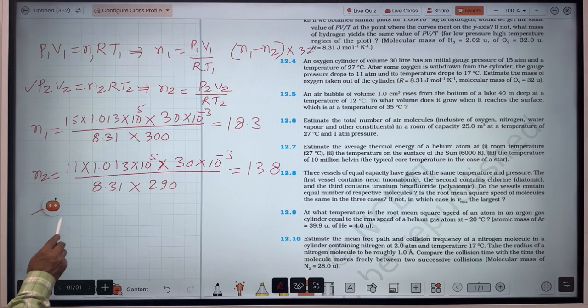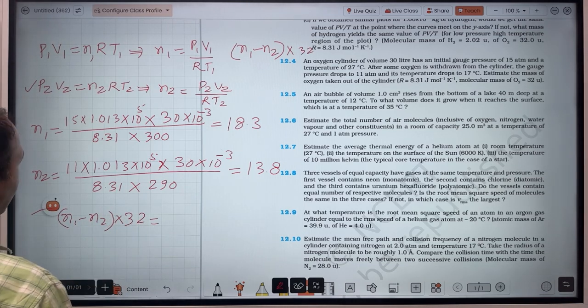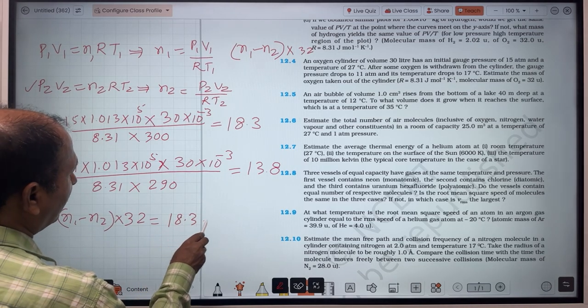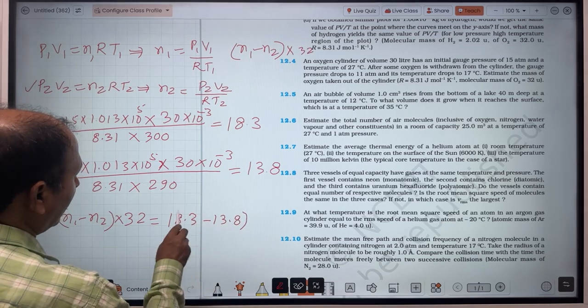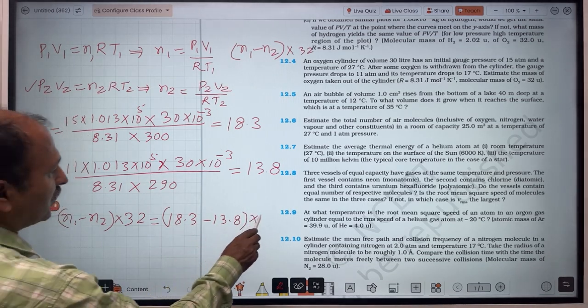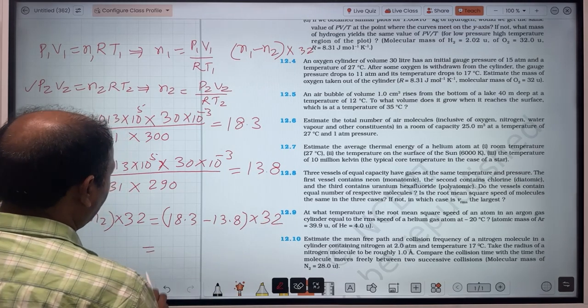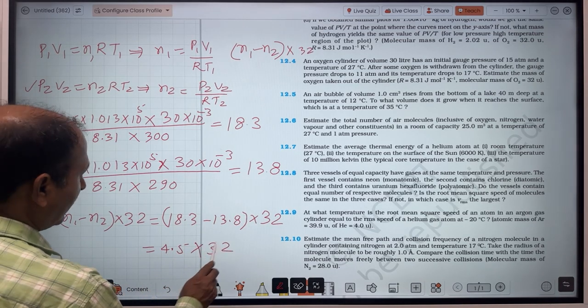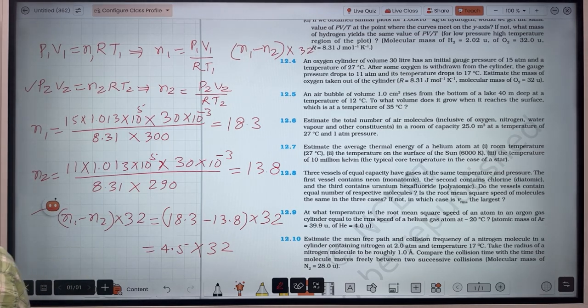So we find here N1 minus N2 into molecular mass 32. So this will become how much? This will become 18.3 minus 13.8 times 32. So if we evaluate this, 4.5 multiplied by 32, we can further multiply to get the result. So this is simple. Let's see the next question.